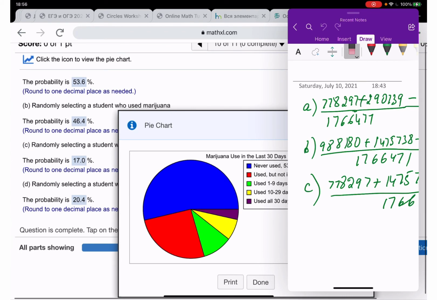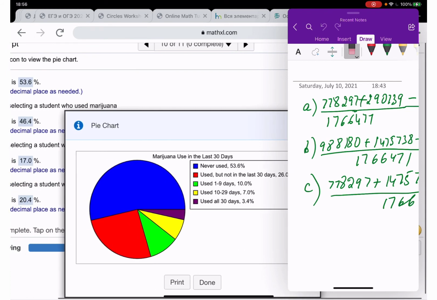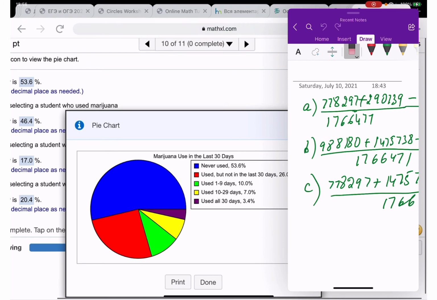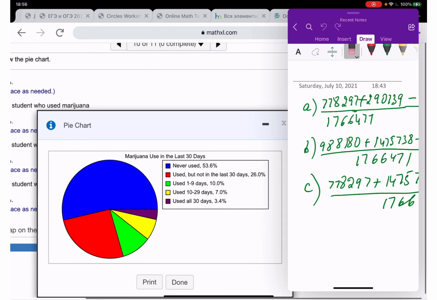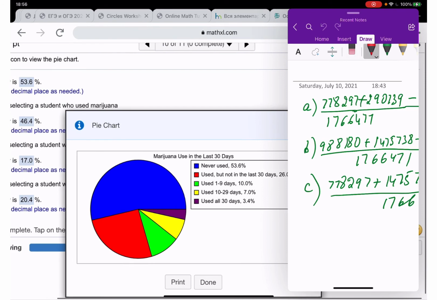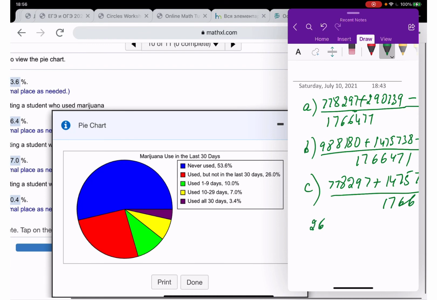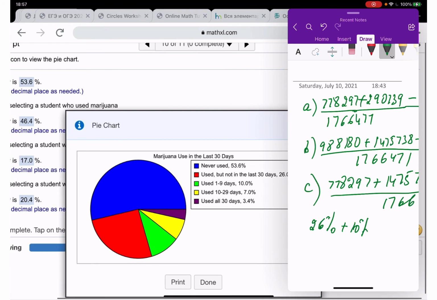Next, randomly selecting a student who used marijuana. Let me see, what do we have here? Who used marijuana? We have used, so all three, right? Red, green, and blue. So it's 26%. We have 26% plus 10%. It doesn't say how many days, it's just asking used, period. 10% plus 7% and plus 3.4%. Okay, let's go. 26 plus 10 is 26, right? 26 plus 7, 33. And 33 plus 3.4, it's going to be 36.4.